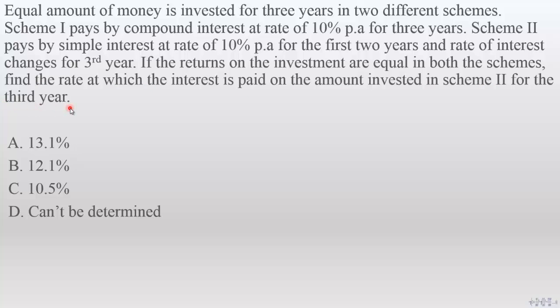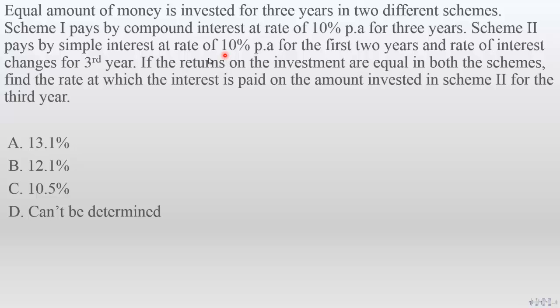Now what we need to understand in this problem is that there are two types of interest being calculated here. Scheme 1 is something in which the interest is getting compounded annually at the rate of 10%. And in scheme 2, for the first 2 years, there is a simple interest of 10%, and for the third year, the rate of interest is not provided in the problem.